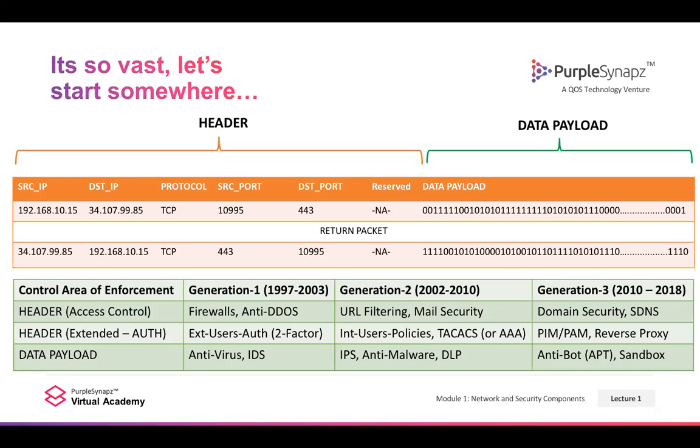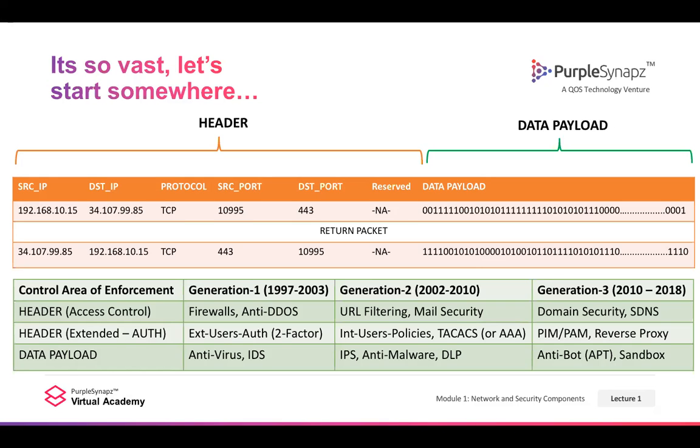What exactly were the header access control solutions which were introduced or being adopted in generation 1? They were firewalls and anti-DDoS. We're going to delve into each one of them in subsequent slides. Just here, this is for the messaging.